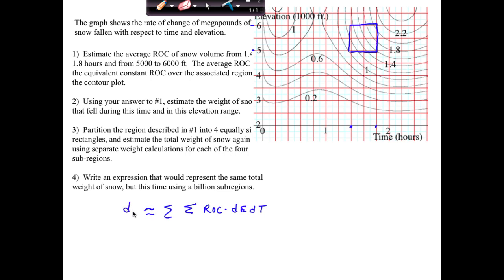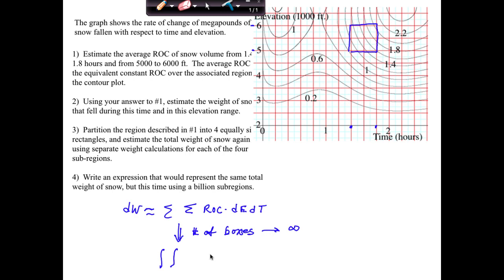And how about our estimate then? Good or bad? Yeah, better. Way better, right? So if we had 1 billion, we'd be converging on the actual amount, very, very close to the actual amount of snow. All right? And so a double sum, as the number of boxes gets really big, could be rewritten how? We've seen this before, in Calc 3. You can write it as a double integral.